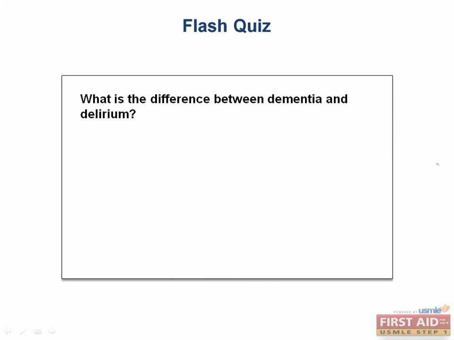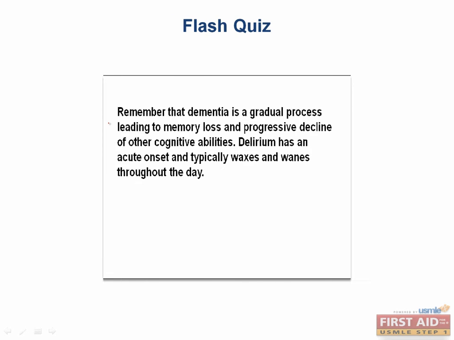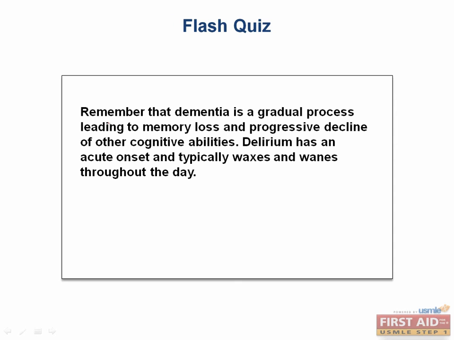Alright, it is time for a flash quiz. Now, what is the difference between dementia and delirium? Well, dementia is what happens to your grandparents. Delirium is what happens to your spouse. No, okay, seriously, remember that dementia is a gradual process which leads to memory loss and a progressive decline of cognitive abilities. Delirium has an acute onset and typically waxes and wanes throughout the day.